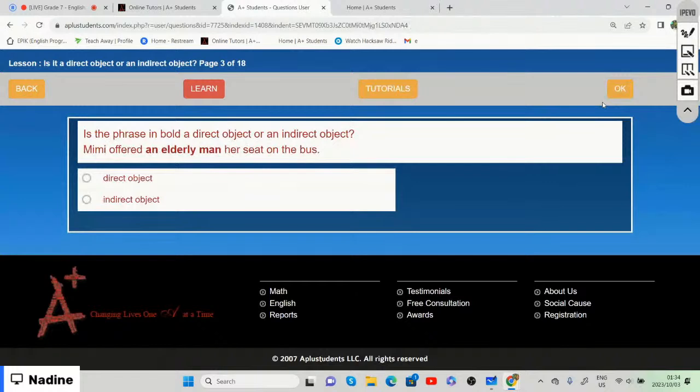Mimi offered an elderly man his seat on the bus. First, try and look at where the words in bold are. Is that a direct object or an indirect object?